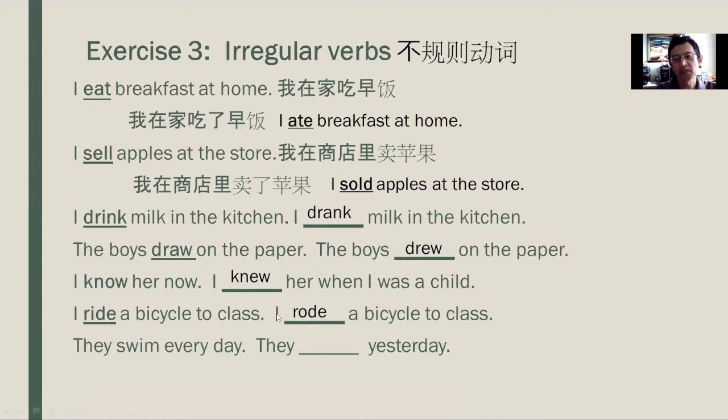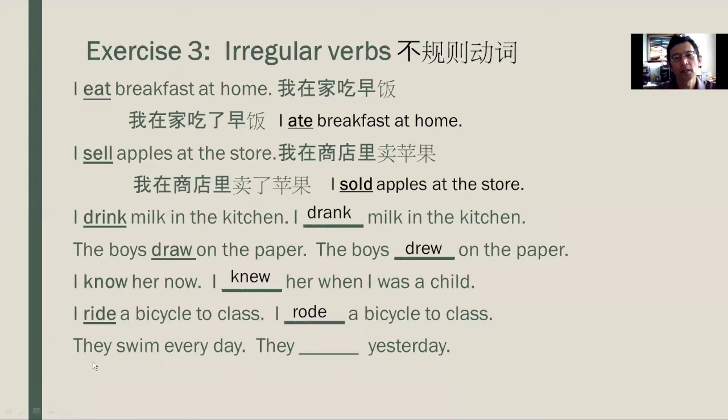Notice in this past tense sentence, I rode a bicycle to class, I did not have to put yesterday. I rode a bicycle to class yesterday is also correct, but that just means I rode it yesterday, the day before today. But if I said I rode a bicycle to class and didn't say yesterday, I could have ridden that bicycle last week. So in English, you don't have to say the time, and by using the past tense verb, rode, it does mean the past tense.